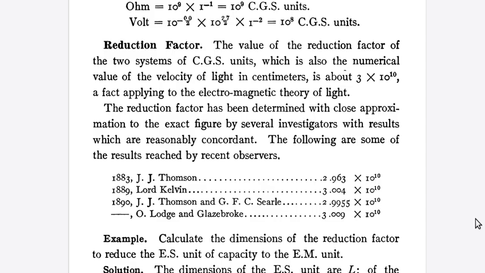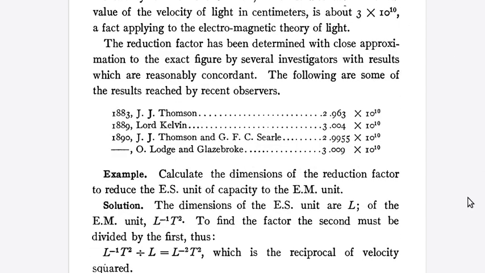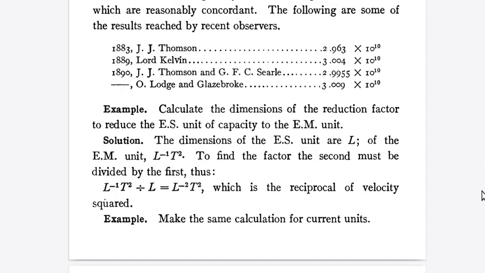In 1883, J.J. Thomson found 2.963 multiplied by 10 raised to the power of 10. In 1889, Lord Kelvin 3.004 multiplied by 10 raised to the power of 10. In 1890, J.J. Thomson and G.F.C. Searle calculated 2.9955 multiplied by 10 raised to the power of 10. Later, O. Lodge and Glazebrook found 3.009 multiplied by 10 raised to the power of 10.